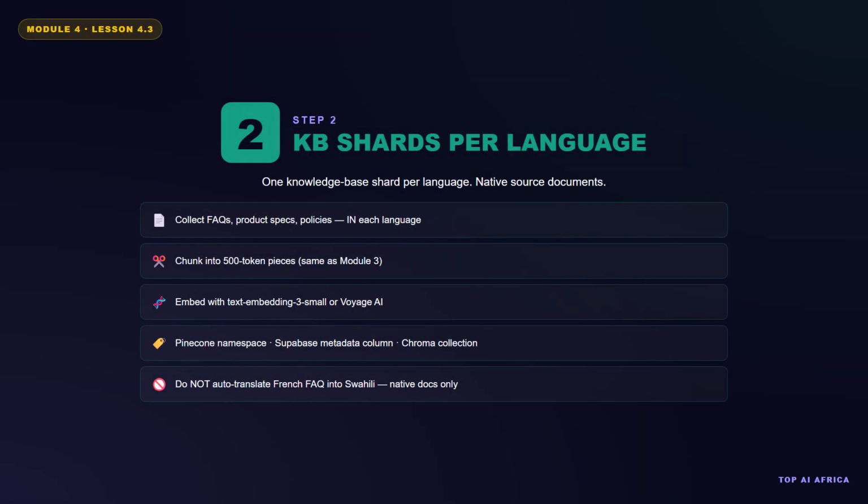Step 2. Knowledge base shards per language. For each language, build a separate set of documents. Your FAQ in French, your FAQ in Swahili, your product specs in Arabic, each one written or reviewed by a native. Not auto-translated. Then for each shard, chunk into 500 token pieces. Embed with OpenAI text embedding 3 small or Voyage AI and store in your vector database under a per language namespace. In Pinecone, that's a namespace argument. In Supabase, a language metadata column you filter on. In Chroma, a separate collection per language.